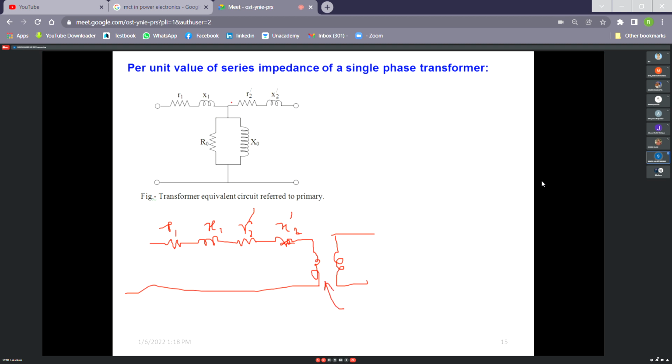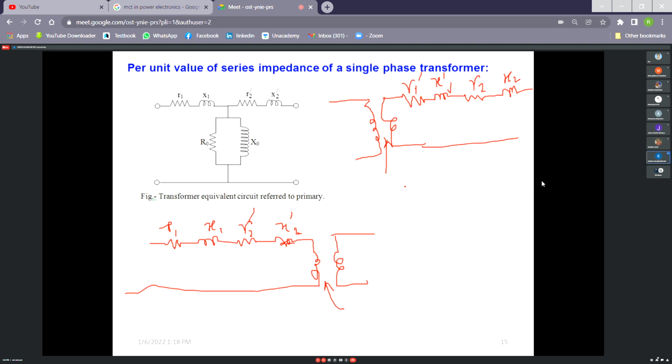And similarly, we can refer the ideal transformer in the primary side also. We can refer the entire thing to the secondary. In that case, this will be R1 dash, X1 dash. You know how to calculate R1 dash, X1 dash, or R2 dash, X2 dash. But we cannot get rid of this ideal transformer, because for that voltage step up or step down is there.